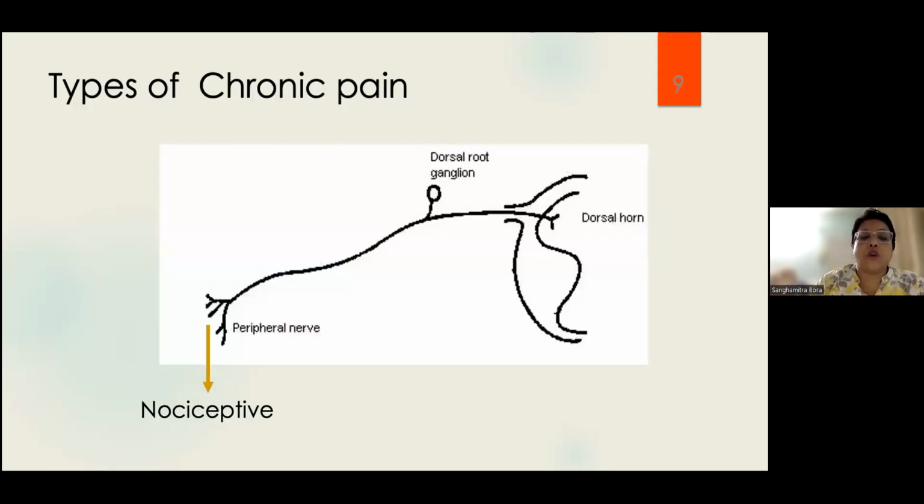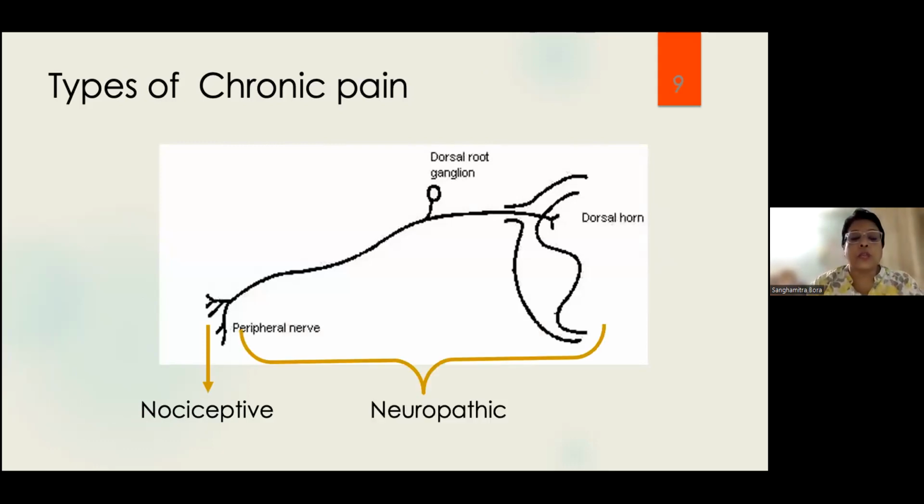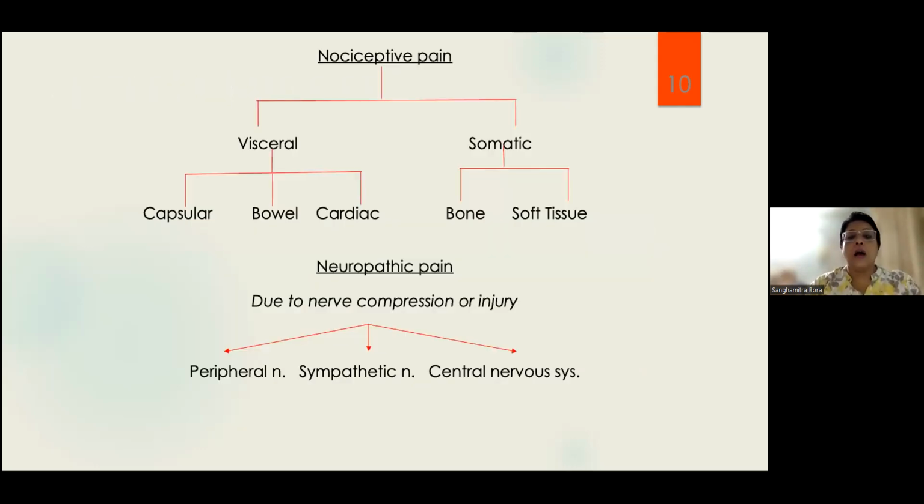Types of chronic pain, we divide into two basic groups, nociceptive pain and neuropathic pain. This is a simple diagram of the peripheral nerve synapsing in the dorsal horn ganglion. The nociceptive part is where the nociceptors are present, and the pain is confined only to the nociceptors, and the rest of the part from the peripheral nerve to the dorsal horn and above would be considered neuropathic pain. These are the types of chronic pain that we generally deal with in cancer patients. Pain is also divided into visceral and somatic pains.